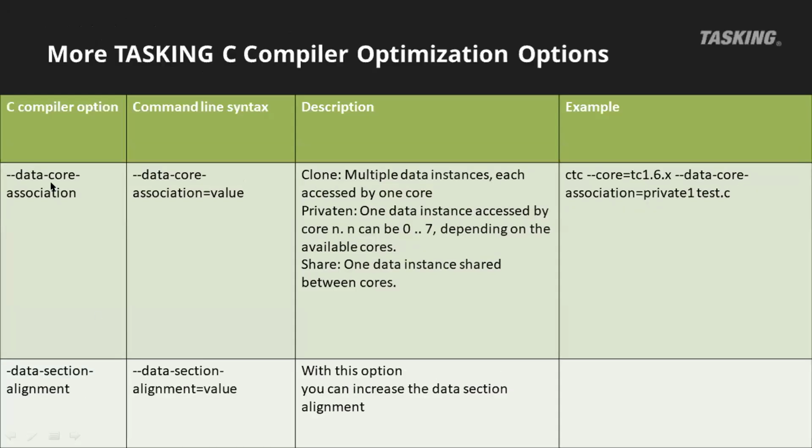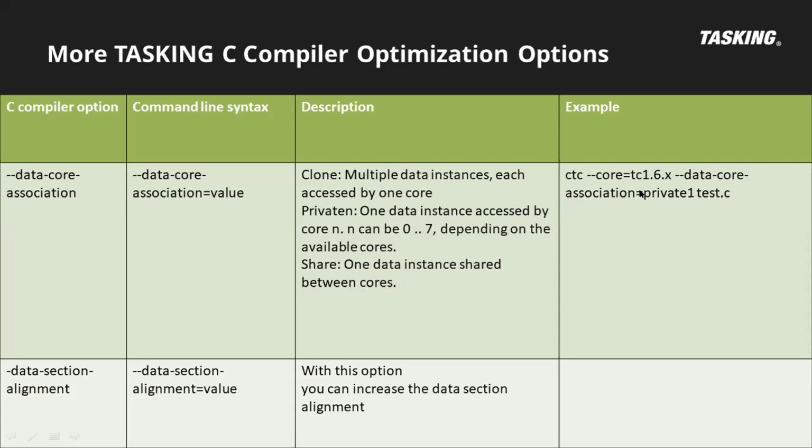And we have similar compiler options here, but in this case for the data. So the data core association will associate data to cores. Again, it has 3 values. It's clone, and we already know what clone means: multiple instances of the data, one instance per core. For private N, only one data instance exists and it's accessible only by one core. And share means there is only one instance of the data and it will be shared between all the cores.